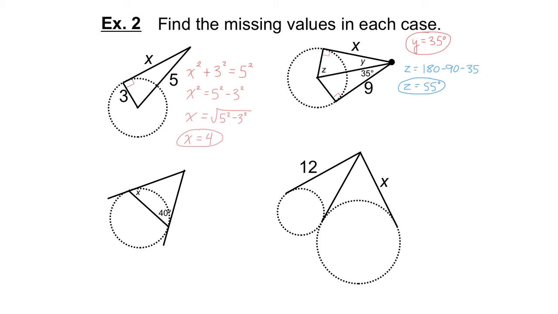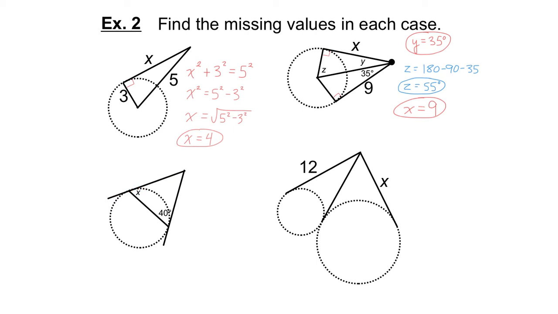So y is equal to 35 degrees. If y is 35 degrees and this is 90 degrees, then z must be whatever adds up to 180 with that, so it ends up being 55 degrees. And then x and 9 are the same length, so x is 9. Let's look at the third case.